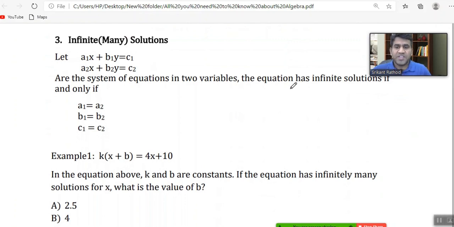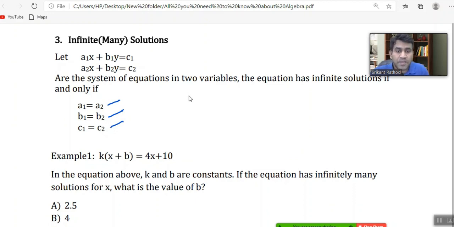Let's check the next condition, that is infinite solutions, or we can say infinitely many solutions. When can we say a system of equations has infinitely many solutions? Here are the conditions. The system of equations has infinitely many solutions if and only if the coefficient of x, coefficient of y, and the constant term in that entire expression are equal. Then only we say the system of equations has infinitely many solutions, right?